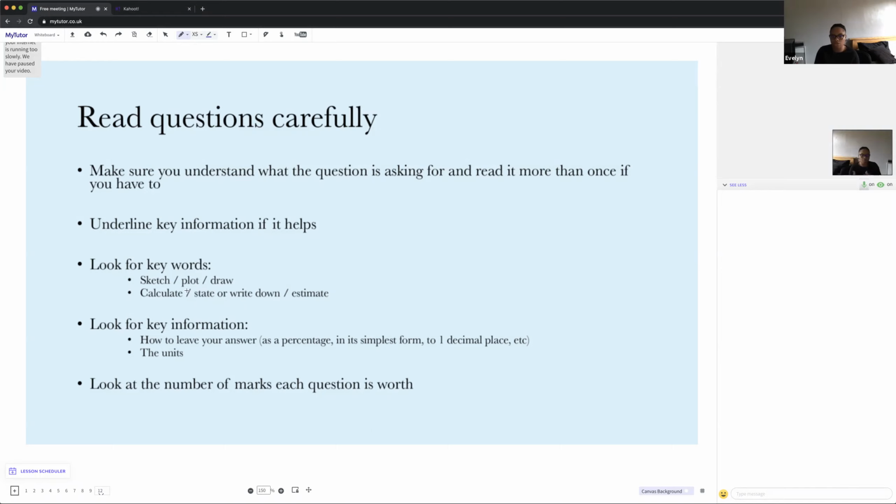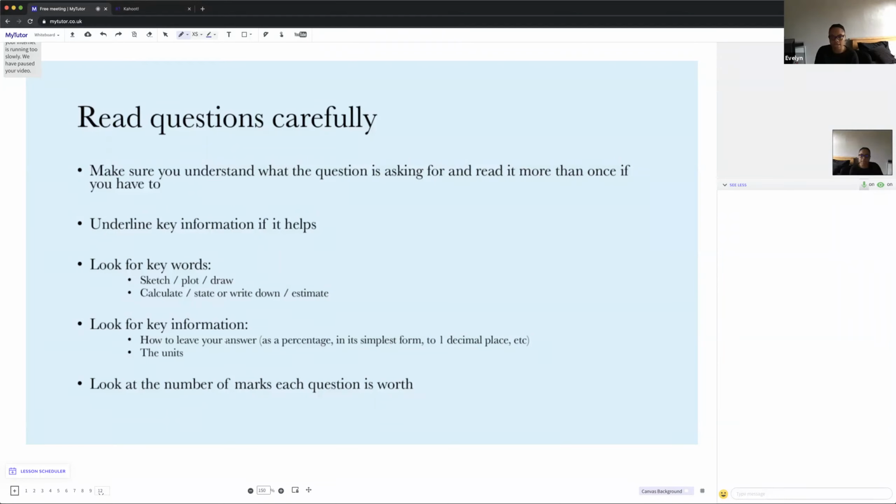Calculate, state, write, and estimate are again all different. Calculate, they'll give you an equation, you calculate it. State means that it's something easy that you can just see or that you can find. You don't have to necessarily calculate something, and it's only really worth 1 mark, those sort of state and write down questions. Estimate means that you have to round your numbers and then calculate. So it's a little bit different from just calculating.